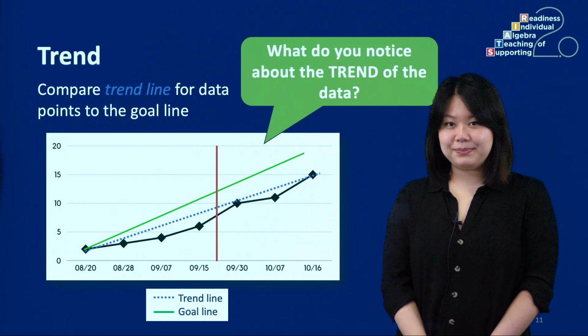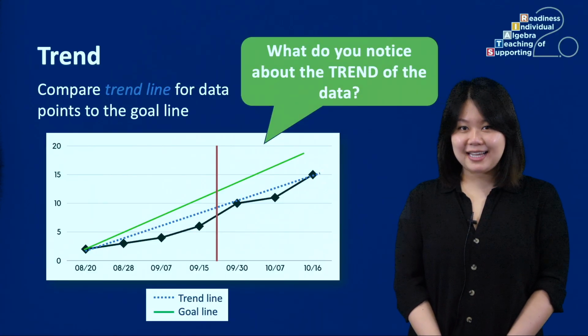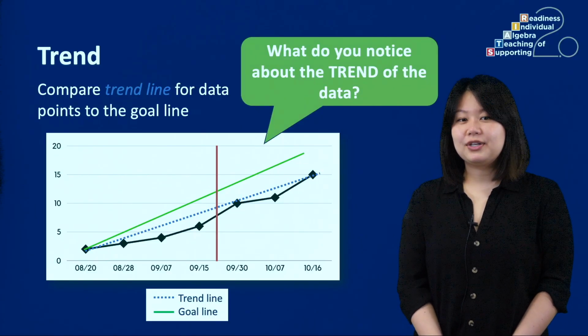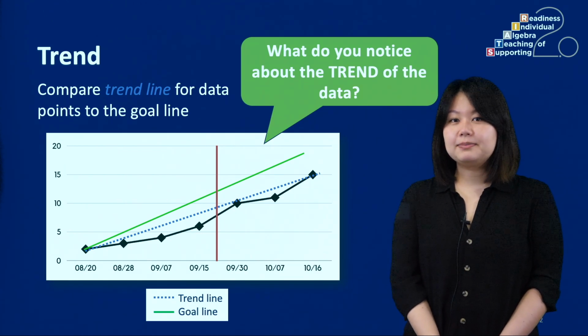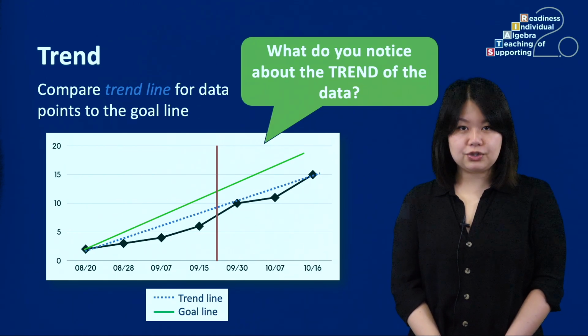Let's look at this example. What do you notice about the trend of this data? You should see that the trend line is below that goal line. If the trend line is below the goal line, it might be time to make an instructional change.